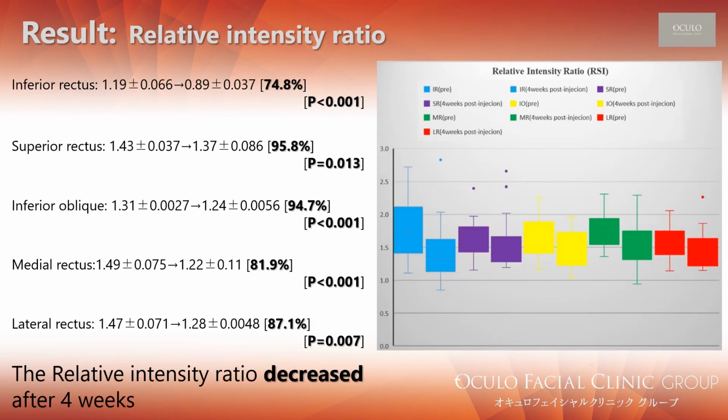We assessed the degree of inflammation of the external ocular muscles with a relative intensity ratio. The relative intensity ratio decreased after 4 weeks.